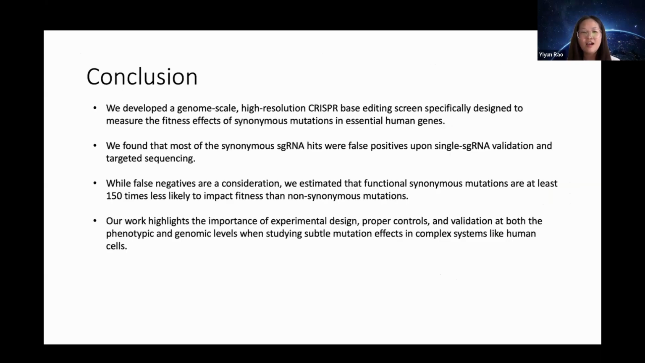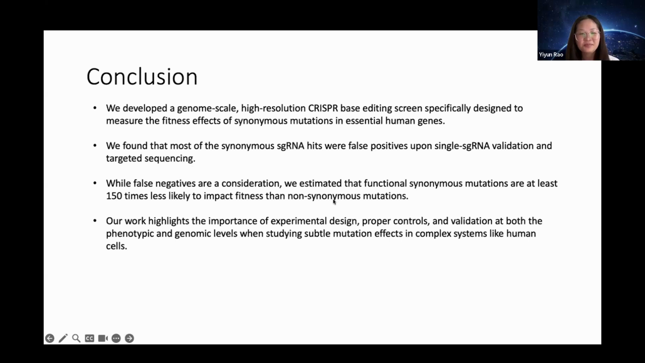And in conclusion, we developed a genome-scale, high-resolution CRISPR base editing assay to measure the fitness effect of synonymous mutations, and that's rigorously controlled for synonymous mutation. And we found that most of the synonymous hits are false positives. But even though we do know that false negatives in our screen are a consideration, we estimated that functional synonymous mutations are much less likely to impact fitness than non-synonymous mutations.